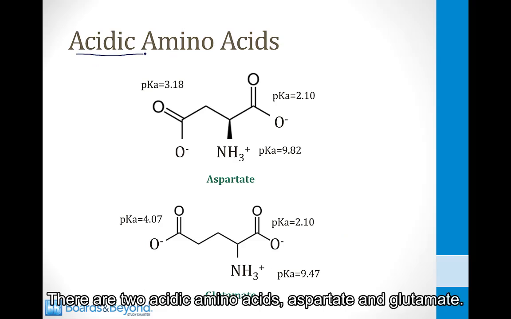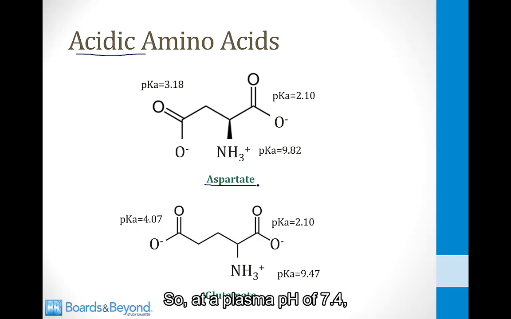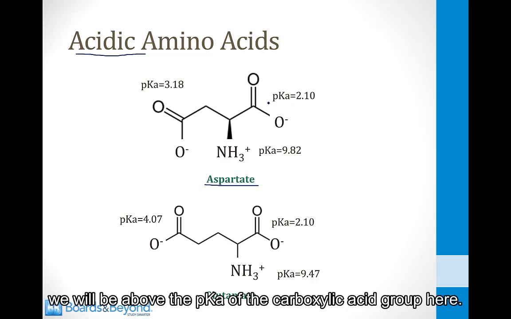There are two acidic amino acids, aspartate and glutamate. Let's talk about aspartate first. So at a plasma pH of 7.4, we will be above the pKa of the carboxylic acid group here.